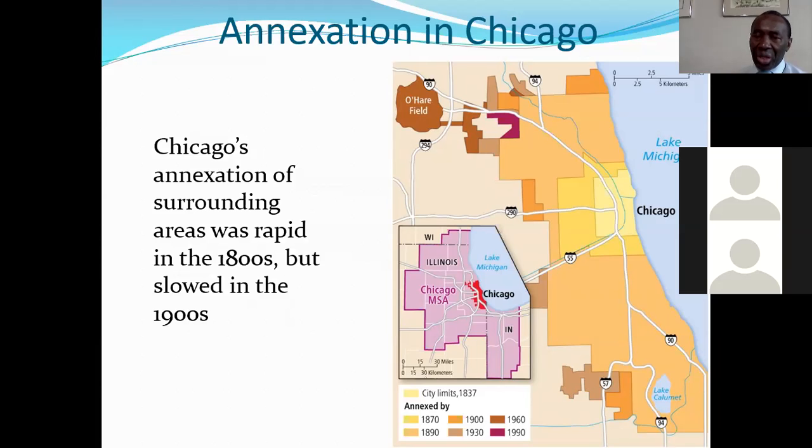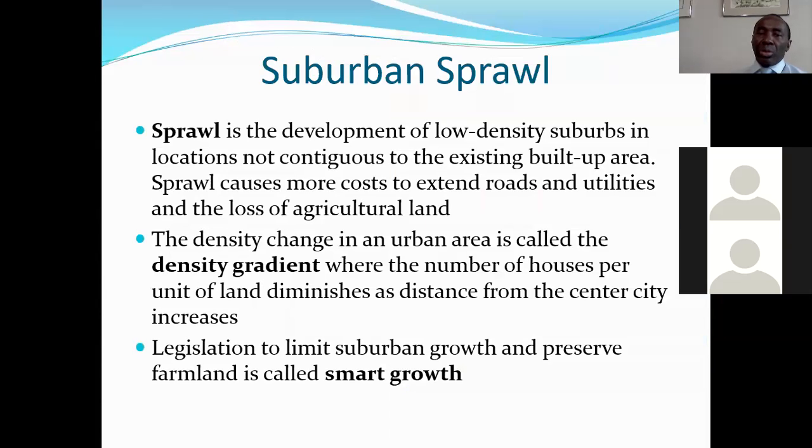So Chicago started with a small land area in 1837, but by 1990, look at Chicago. All of these areas over time were annexed, and look at the spatial extent of Chicago now. Urban sprawl. What do we mean by suburban sprawl?